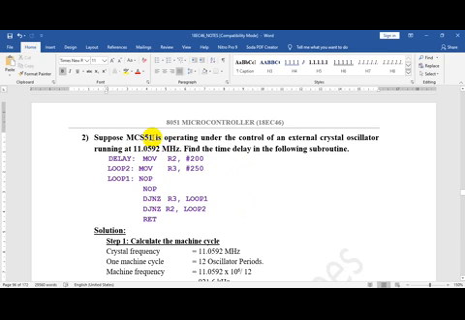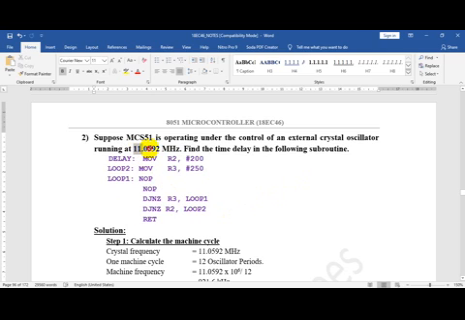Suppose an MCS51, that is an 8051, is operating under the control of an external crystal oscillator of 11.0592 megahertz. Find the time delay by the following subroutine. So this is the subroutine being given.